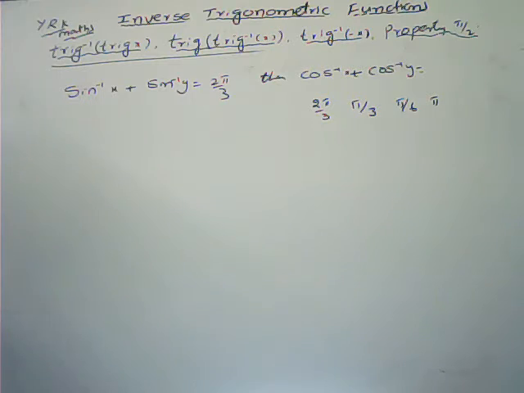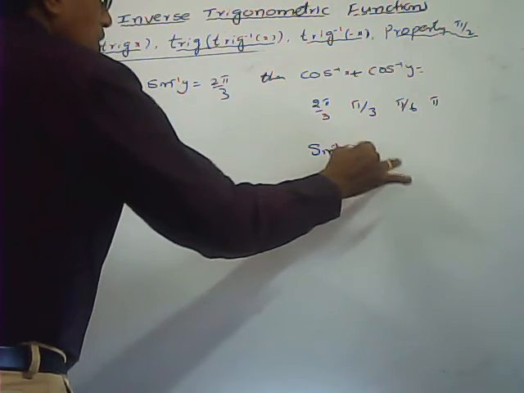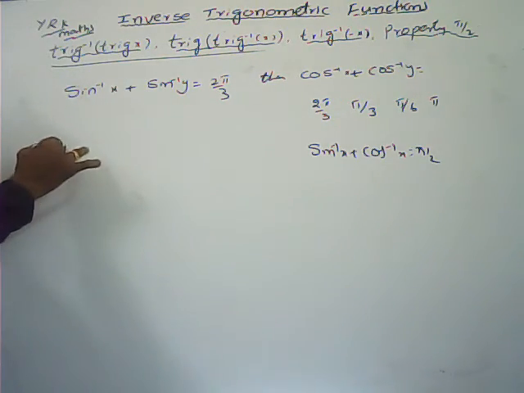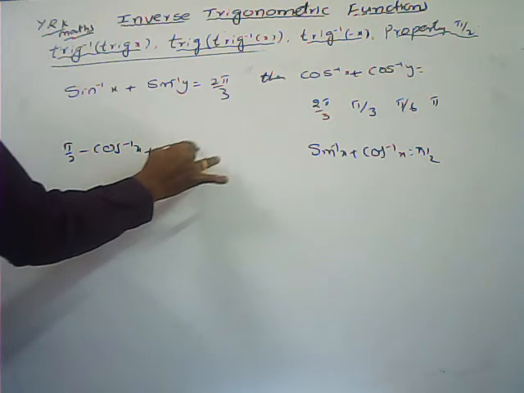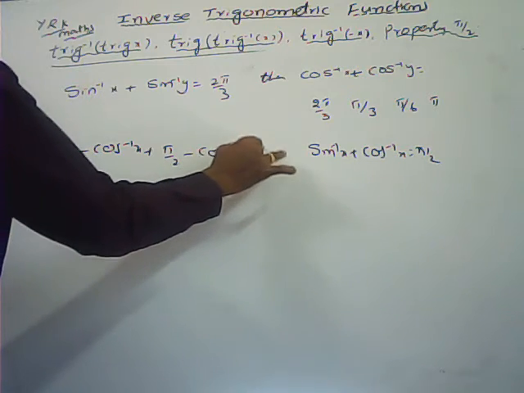Yes, now we are going to discuss some problems related to the property pi by 2. Already we derived that one. Now sin inverse x plus sin inverse y is equal to 2 pi by 3 is given. Here we want the value of cos inverse x plus cos inverse y. And here what is the relation between these two? Sin inverse x plus cos inverse x is equal to pi by 2. So in the place of sin inverse x we can write pi by 2 minus cos inverse x, plus sin inverse y, we can write pi by 2 minus cos inverse y, that is equal to 2 pi by 3.